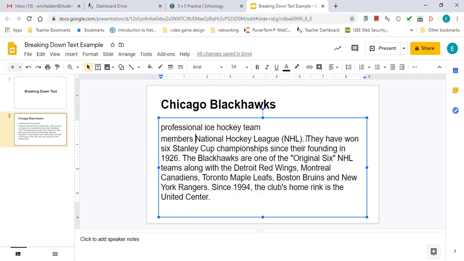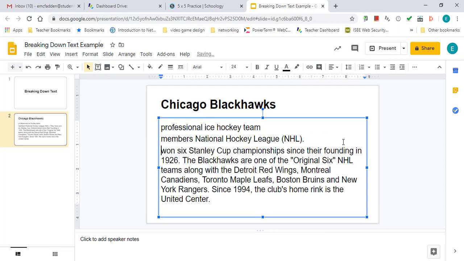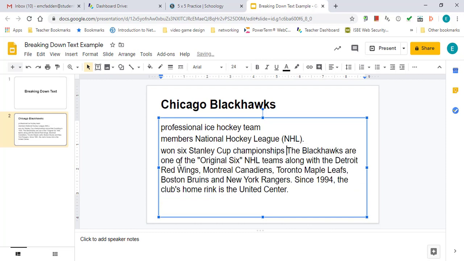Next, it says they have won 6 Stanley Cup championships since their founding in 1926. One of the things we want to eliminate is those unnecessary words. So this pronoun "they", I'm going to get rid of. We don't need the word "have". I'm going to get rid of that. And since their founding, that could be one of those details that you would fill in as the presenter. So I'm going to go ahead and get rid of that also.